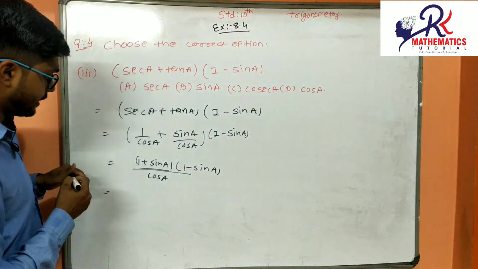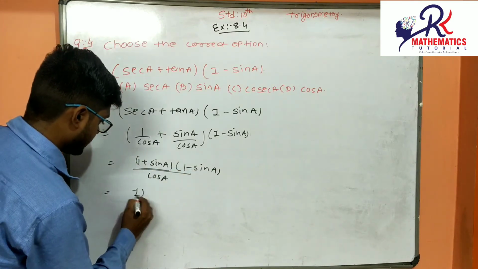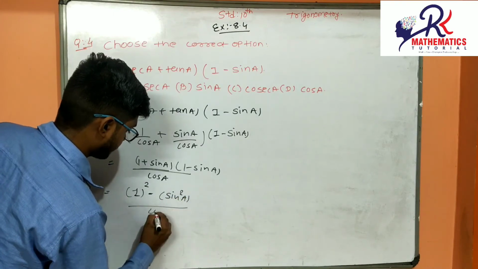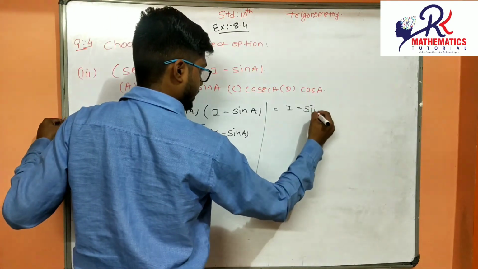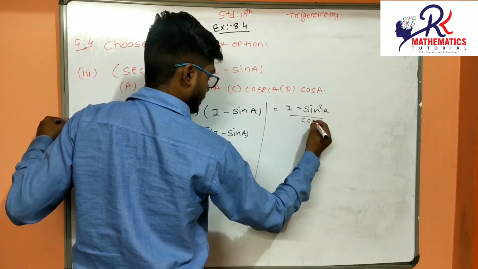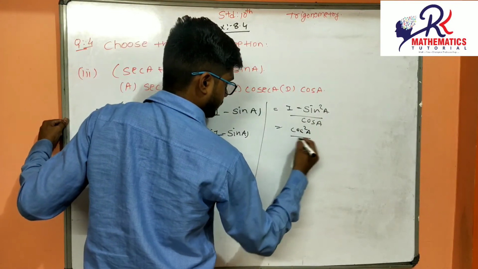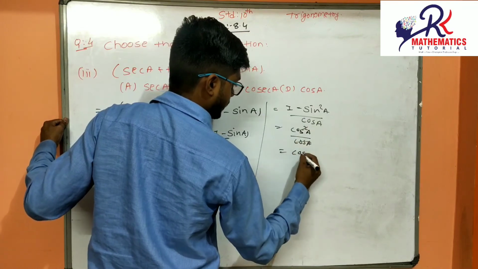So now applying the formula A plus B, A minus B, it is A square minus B square. So it is 1 minus sin square A upon cos A. We all know 1 minus sin square A is cos square A, upon cos A. Here cos is 2 times, so 1 will remain, so the answer will be cos A.